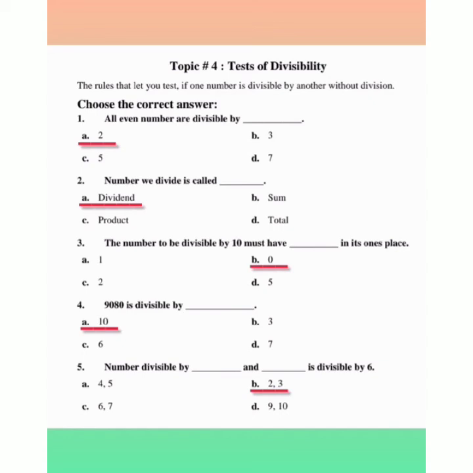The last MCQ: a number divisible by dash and dash is divisible by 6. The options are 4, 5, 2, 3, 6, 7, 9 and 8. So the answer we have is 2, 3.